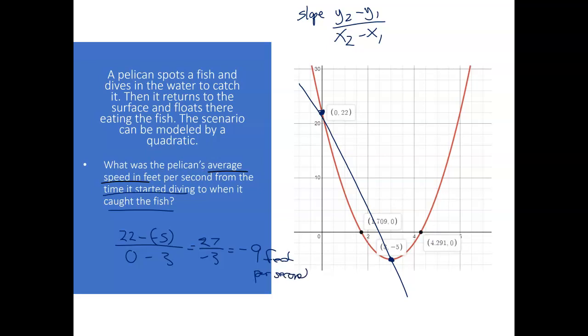Okay? It's actually not very fast. It's not for a bird. Think of peregrine falcon. What was the SAT question? 150 miles an hour? Yeah. For a peregrine falcon? Yeah.